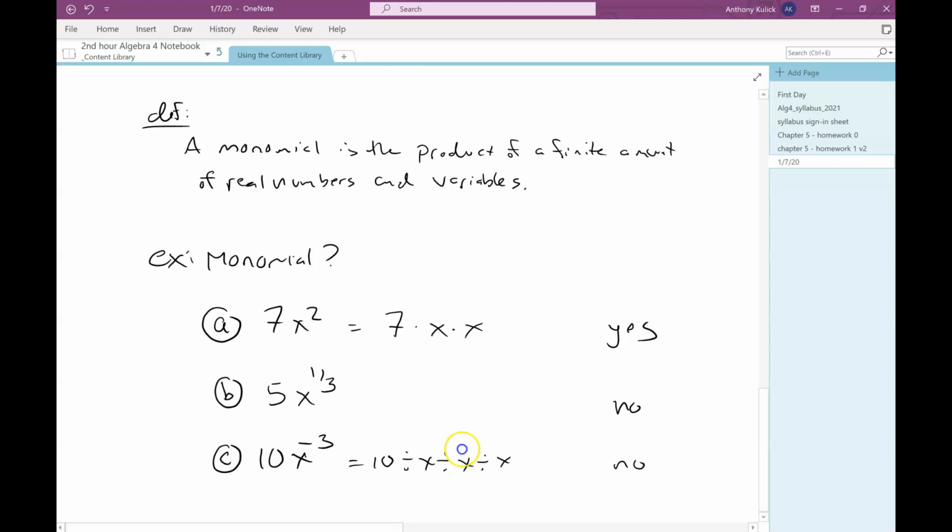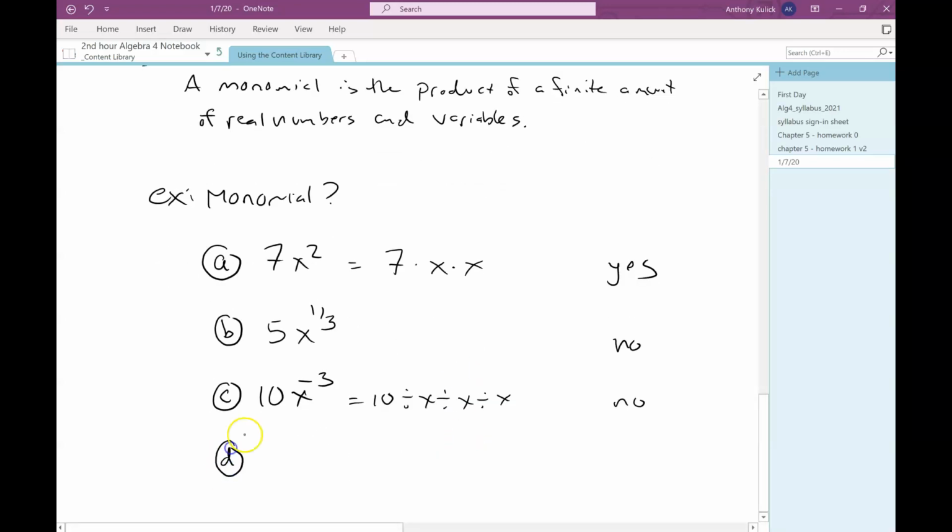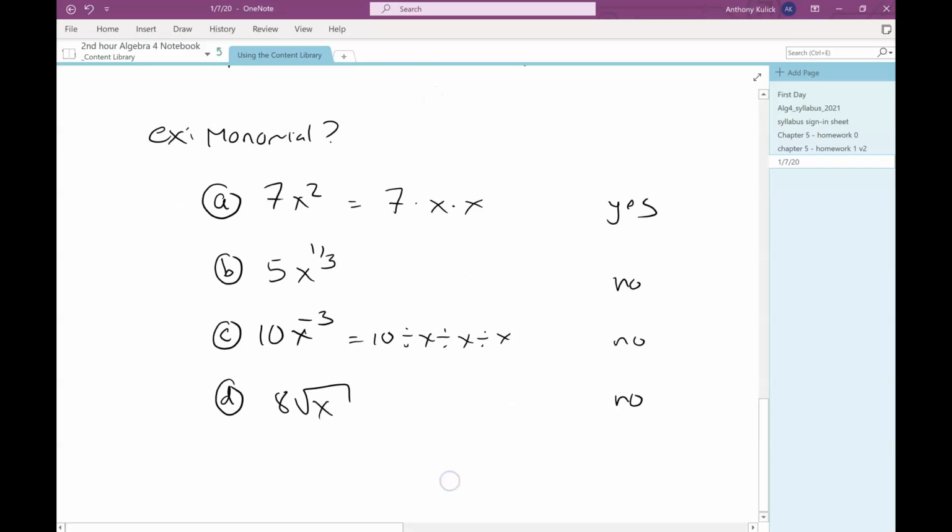How about 8 square root of x? Is that a monomial? Nope. Why not? Well, the square root isn't multiplication, right? So the only operation that we can have for a monomial is multiplication. A square root is definitely not that, so that's not a monomial. What else could we say? 7 over x. Nope. Good. Why not? It's division.